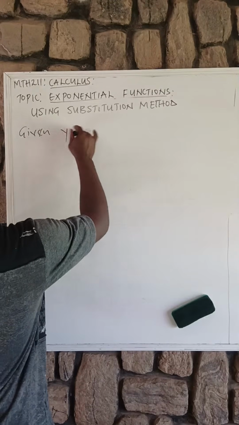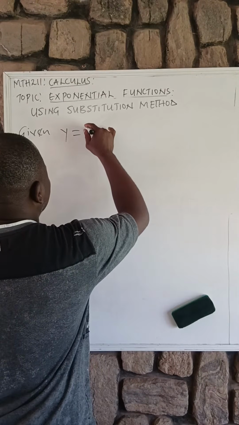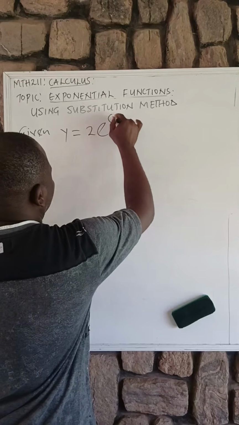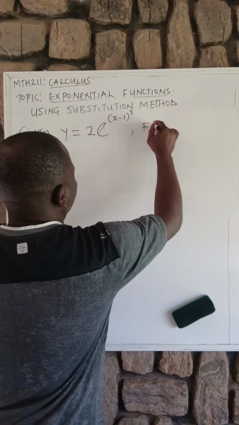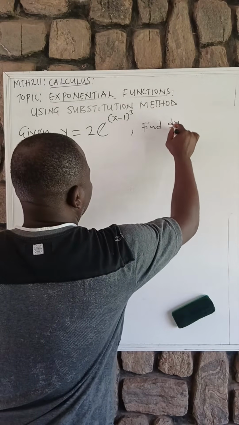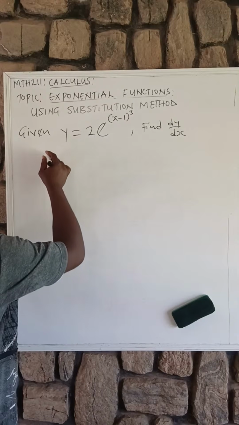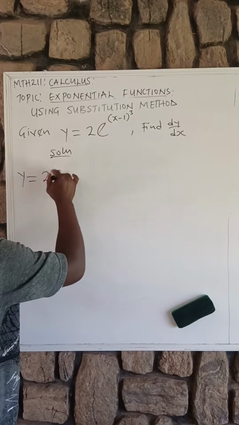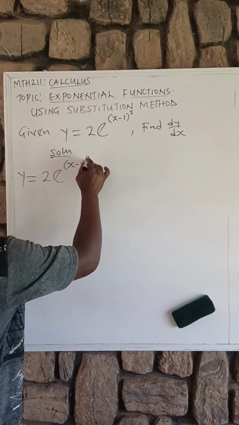Given y equals 2 exponential (x minus 1) raised to the power of 3, find dy over dx using the substitution method. So far so good. Let's write the solution. y is equal to 2 exponential (x minus 1) raised to the power of 3.